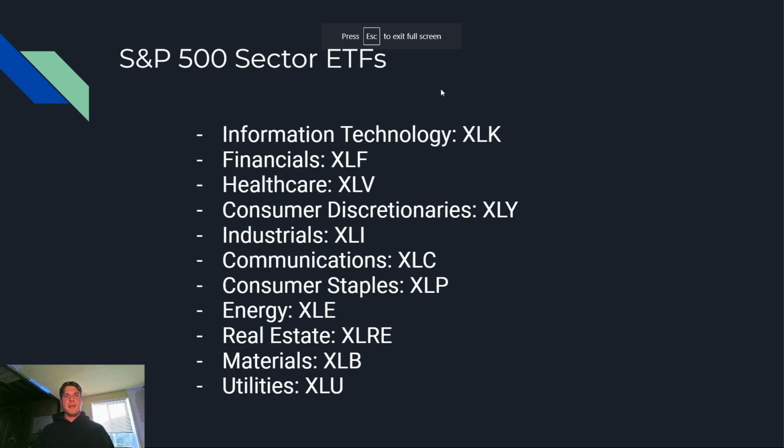Next up, we have the sectors, the 11 sectors of the S&P. These are something that you're going to want to look at every day. These are very important, and they break the S&P into different sectors this way, through technology, through financials, through healthcare, consumer discretionaries, industrials, communications, staples, energy, real estate, materials, and utilities.